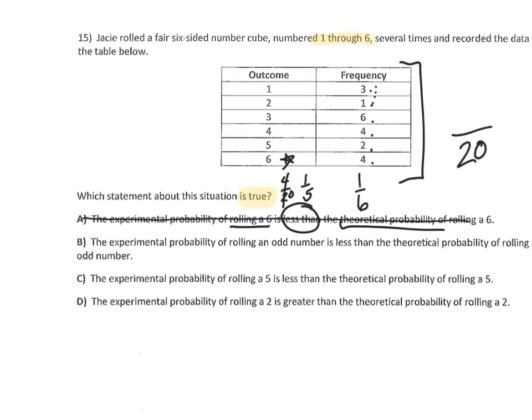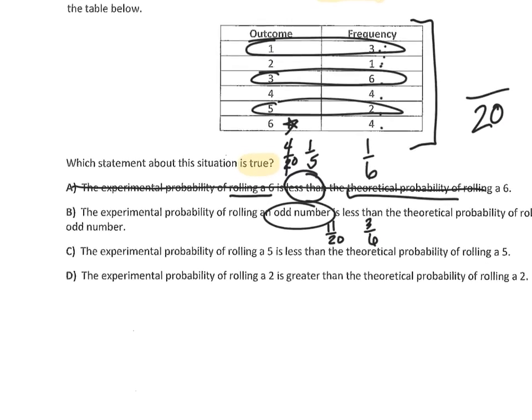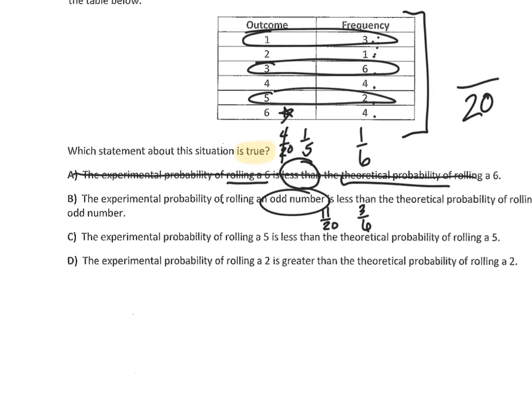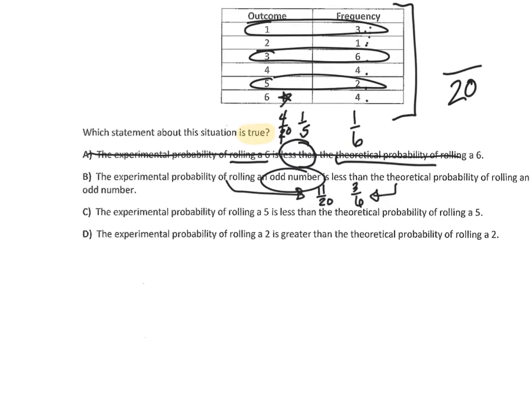B, the experimental probability of rolling an odd number. So what's the experimental probability of rolling an odd number? We've got 6, 7, 8, 9, 10, 11. So 11 over 20 is less than the theoretical probability of rolling an odd number. Should be 3 over 6. So your experimental probability is just a little bit bigger than your theoretical. Theoretical would be 1/2. Experimental is just a little bit higher. So it's not going to be B.